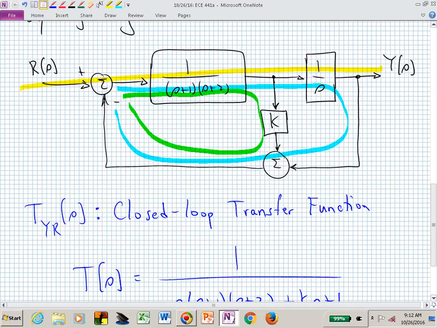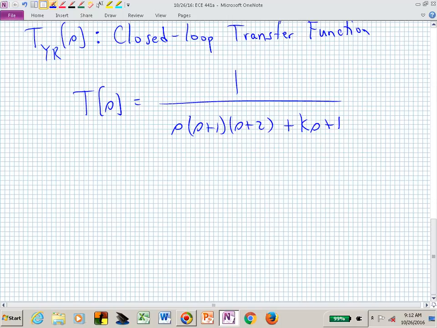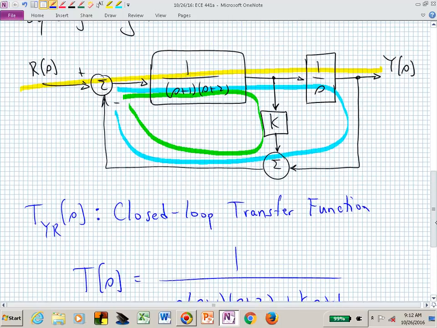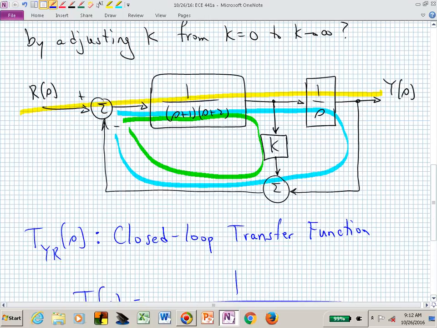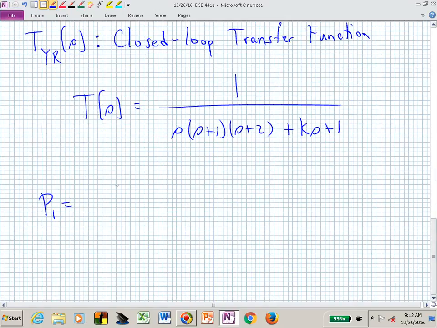So let's write those down as far as what we have for this particular case. The path was straight across, and that's just this product of those 2 in the top branch of this block diagram. Or it's now 1 over S times S plus 1 times S plus 2.